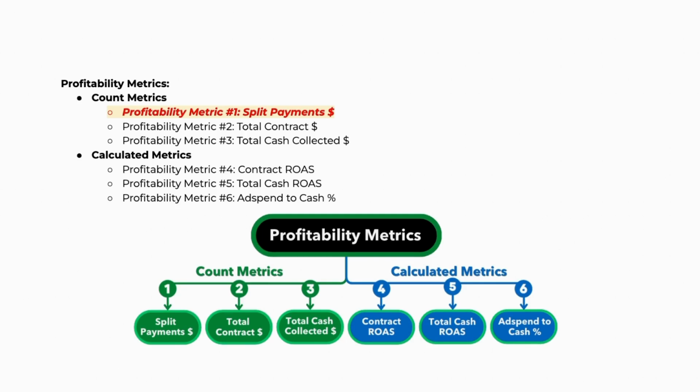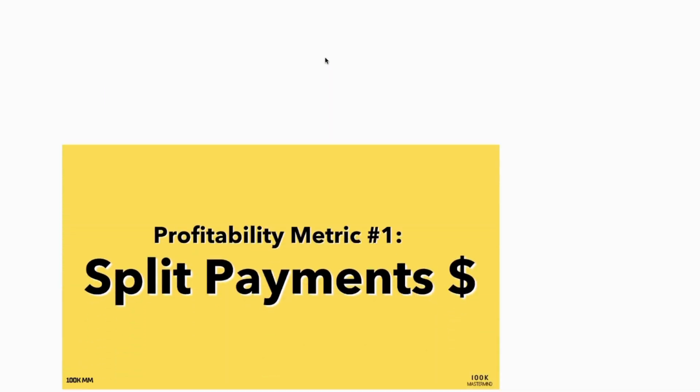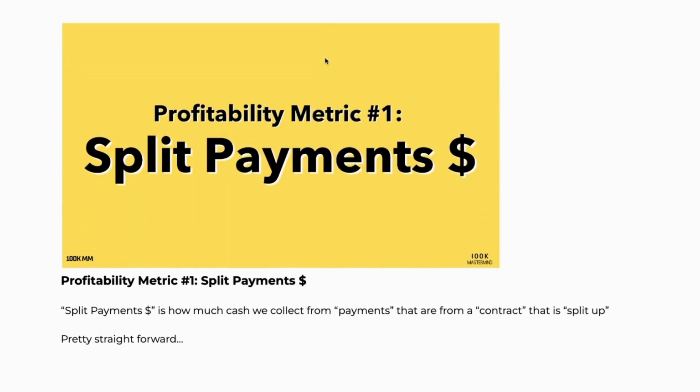So with that being said, let's go ahead and jump into the first profitability metric, which is going to be split payments. We've already talked a little bit about split payments inside of this training section, but like we said, split payments is how much we collect in payments from those contracts that were split up. Okay, so pretty straightforward there.